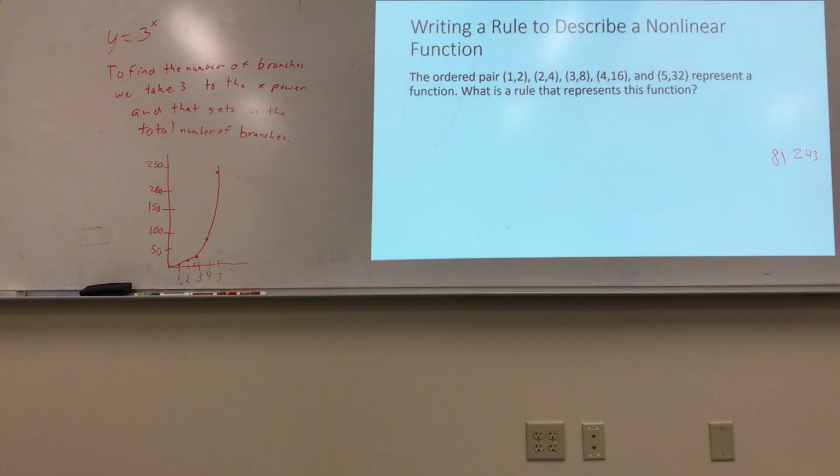Okay. Write a rule and describe a nonlinear function. The ordered pairs 1, 2, 2, 4, 3, 8, 4, 16, and 5, 32 represent a function. What is the rule that represents this function?